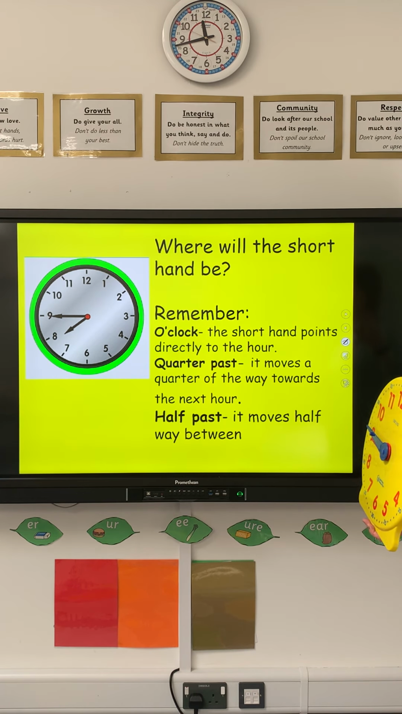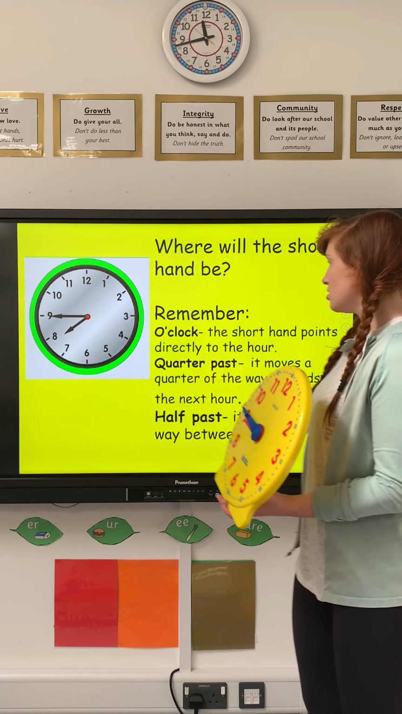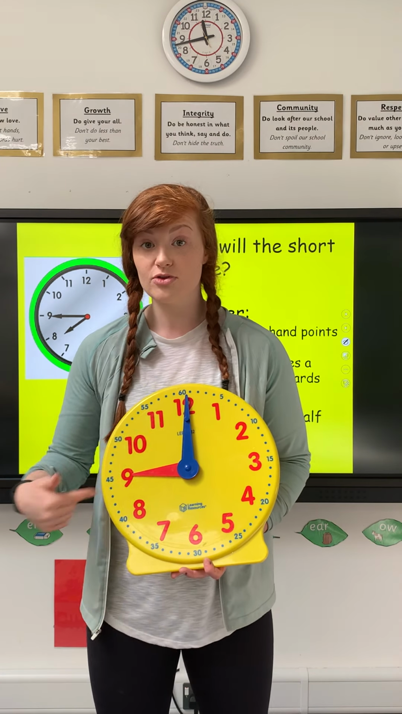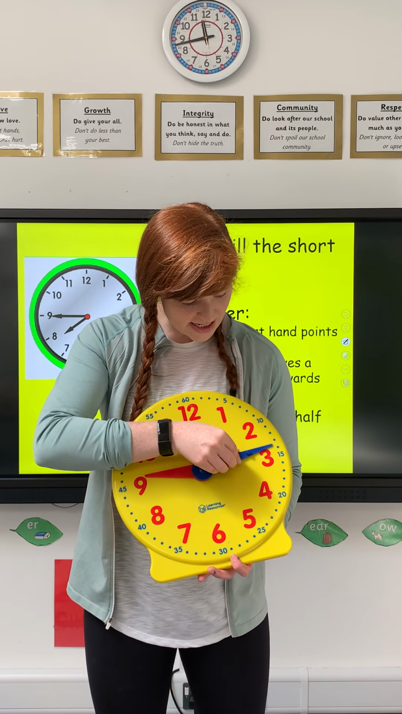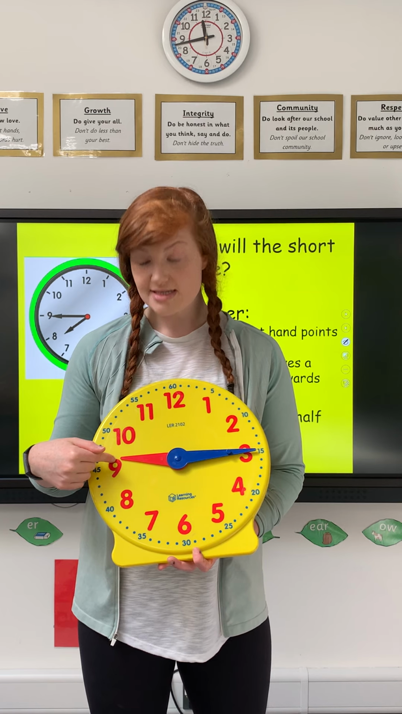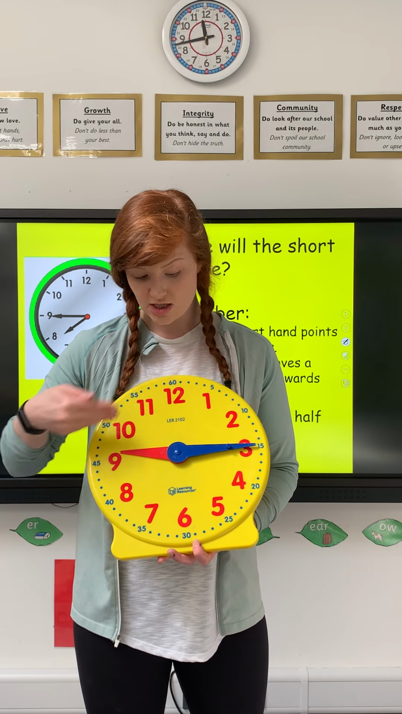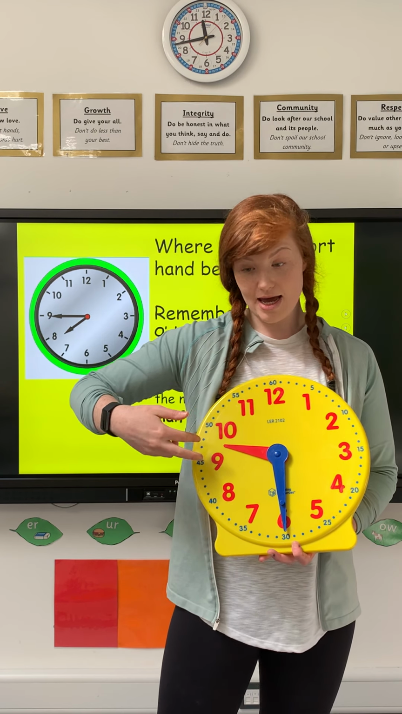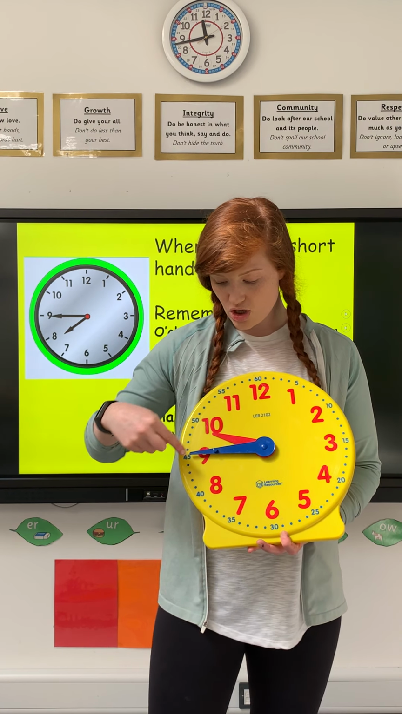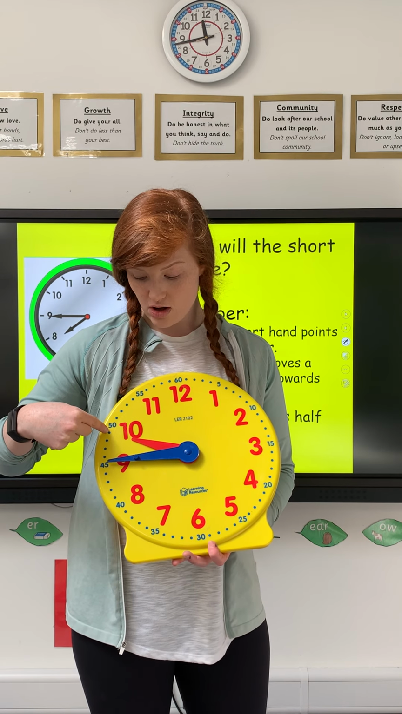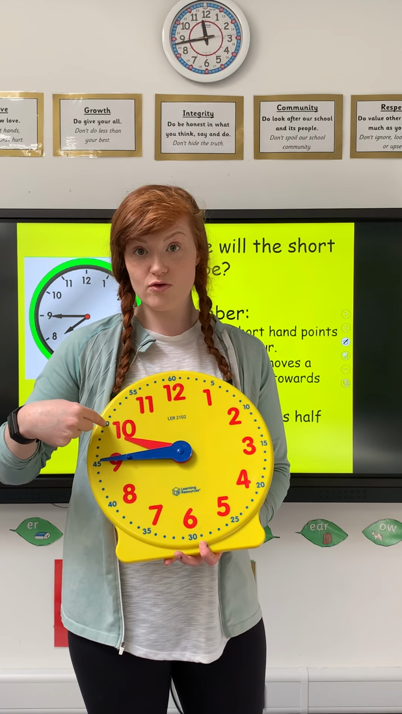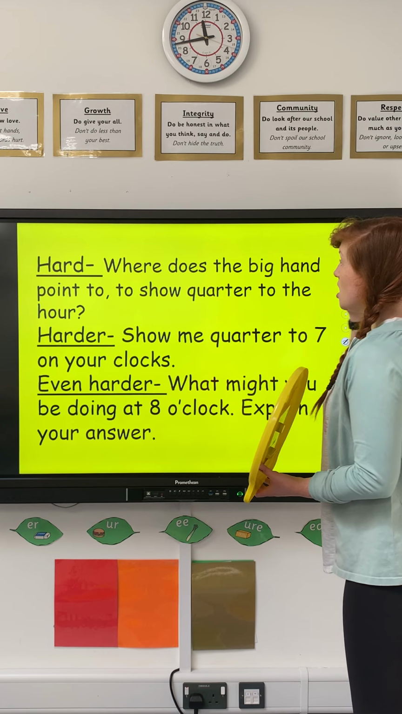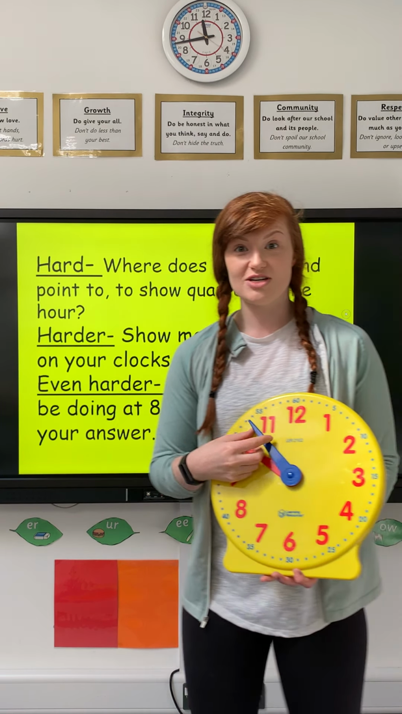So remember, o'clock, the shorthand is directly at the hour. So you can see here that hour hand is directly on the 9, that's 9 o'clock. Quarter past, the little hand is 1/4 of the way past the 9, a tiny bit. Half past, you know it's halfway past the 9 and between the next hour. And quarter to, it's 3/4 of the way around the clock, and therefore it's just before that next hour. It's 15 minutes before.